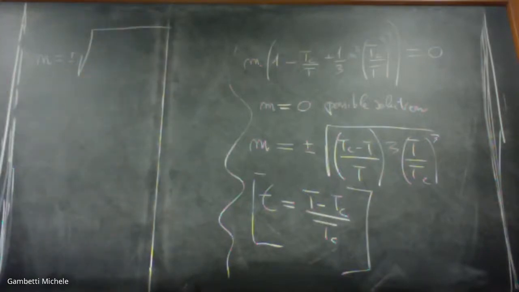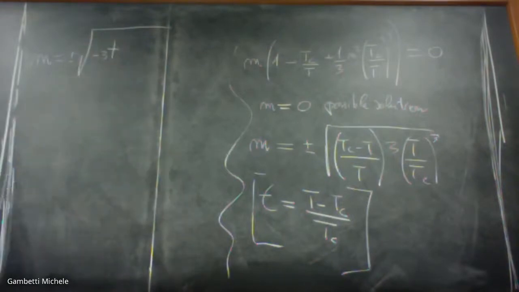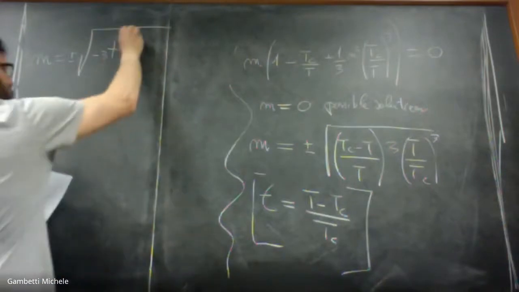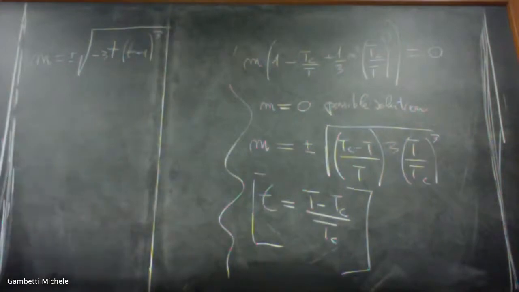Here I have a minus 3 T, that comes from this quantity. And then I can rewrite the T divided by Tc cubed as T plus 1 to the power of 3. Okay?